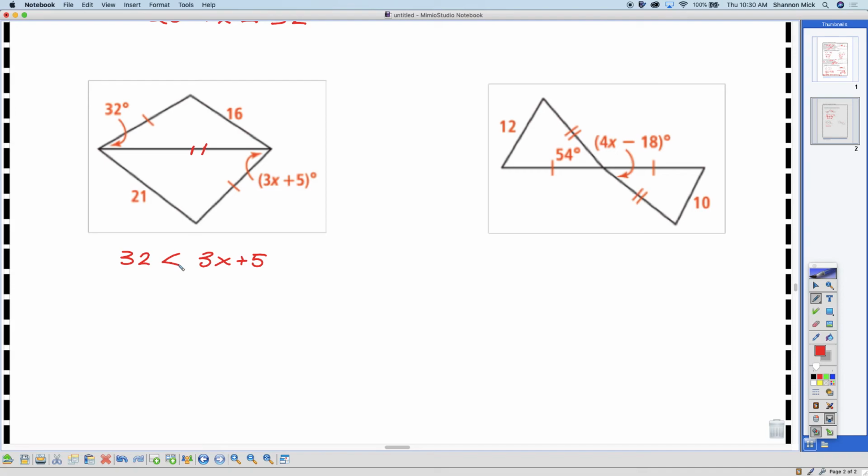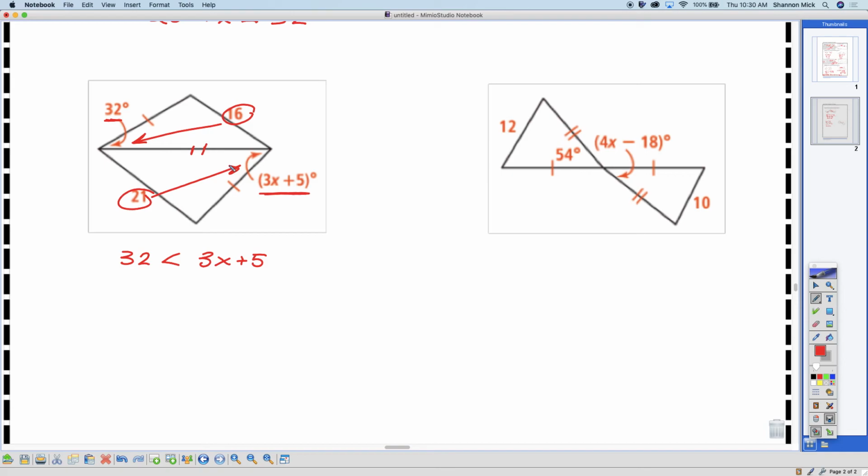Okay, I have 32 and I have 3x plus 5. Which one is bigger, Juan? 32 or 3x plus 5? I have 21 across from this one and 16 across from this one. 32 is an angle and 3x plus 5 is an angle. I know which one's bigger because of the sides that they're across from. 16 is across from 32, and 21 is across from 3x plus 5. So which one of those is bigger? 21 is bigger than 16, so 3x plus 5 will be greater than 32.